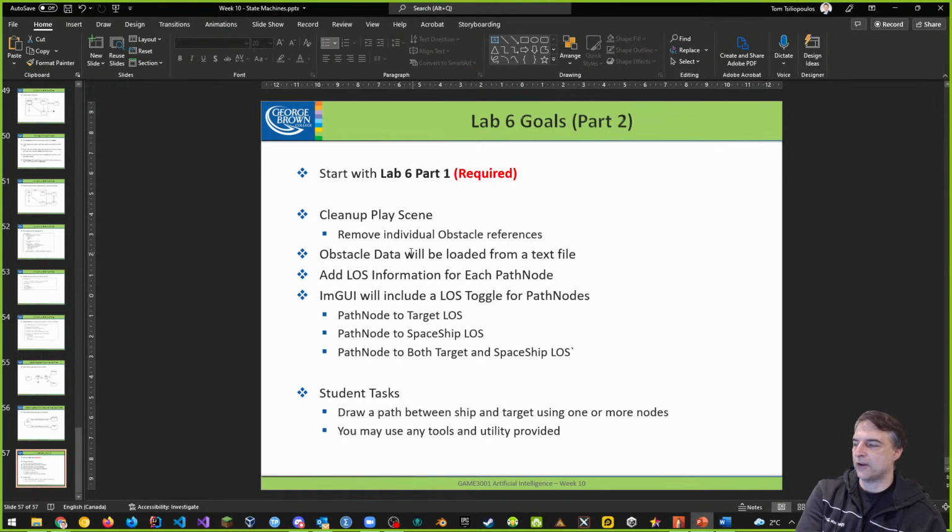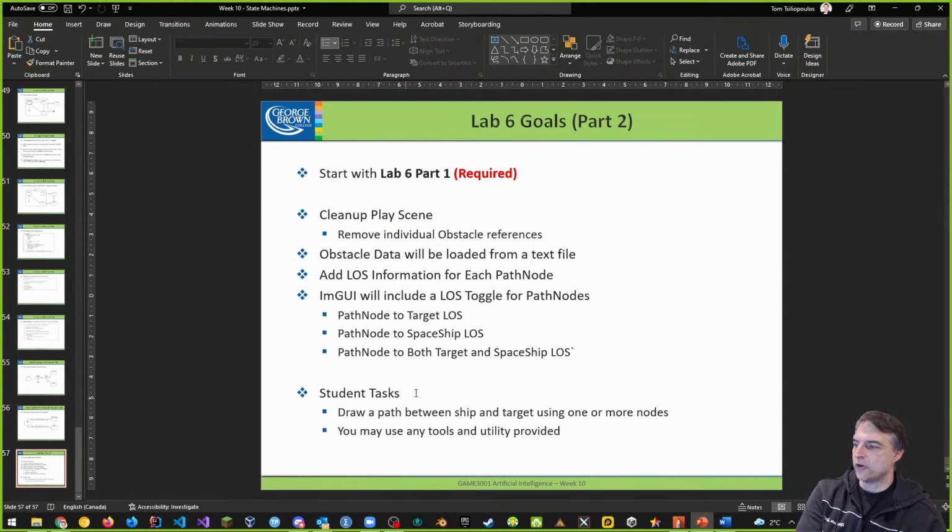Instead of putting our obstacle data into obstacle 1, 2, 3, 4 like we did in the first part, we're going to load them from a text file. So it's going to give us a more dynamic way of loading obstacles into our scene, which is pretty cool. We're going to add line of sight information for each path node, to the player, the target, or the spaceship, or both. So the path nodes are going to be intelligent enough to know that they have line of sight. They're going to carry line of sight information for us.